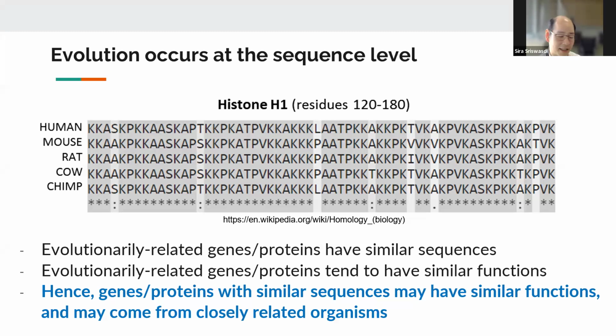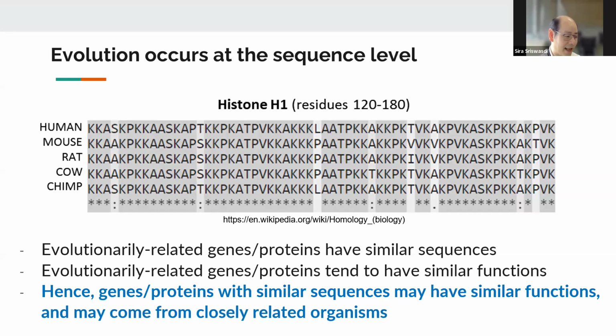You have mutation in the DNA, which then gets translated into proteins. So that means that if you have genes or proteins that were derived from the same ancestor, from the same original gene, then they start with the same sequence and then they evolve. So at the end, in different species, genes with the same function or genes from the same family tend to have similar sequence. That's because of evolution.